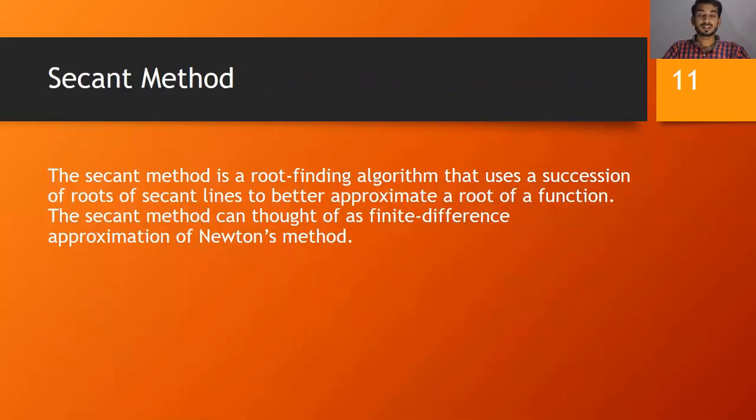So there's another method, that is the secant method. So what is the secant method? The secant method is a root finding algorithm that uses a succession of roots of secant lines to better approximate a root of a function. The secant method can be thought of as a finite difference approximation of Newton's method.